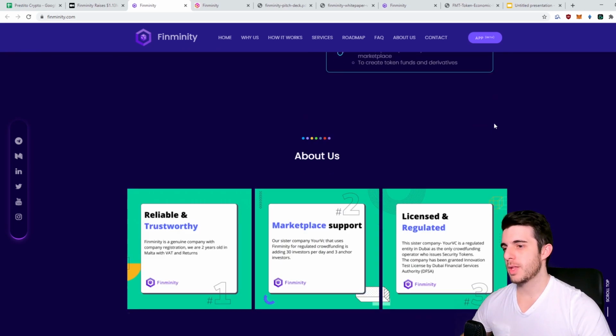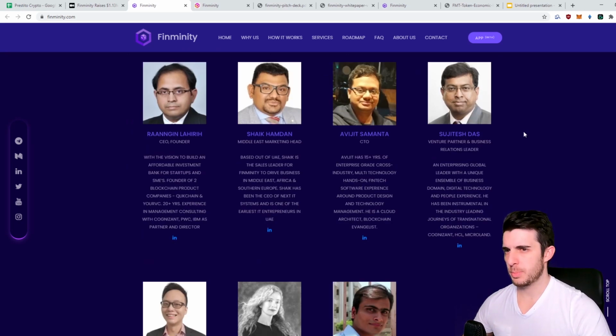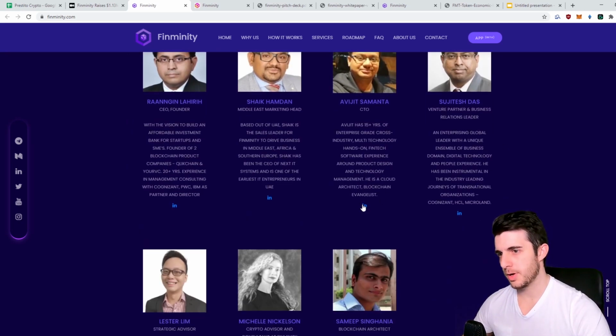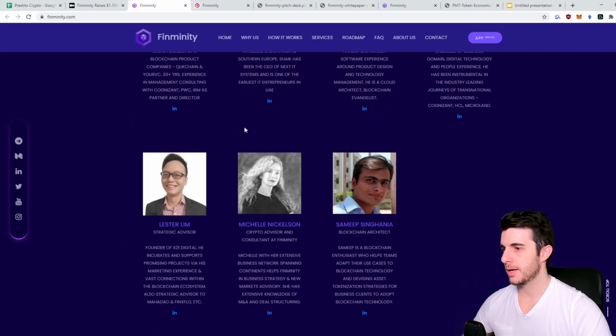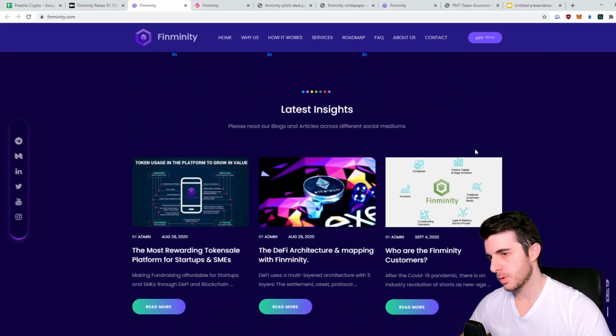Then in terms of their team, you can see it's all a public team. So that's very pro. LinkedIn's all there, and they look like they've got some serious experience. And obviously they got Lester as an advisor. If you don't know him, he's from X21 Digital and he's pro. So that's all looking quite good.